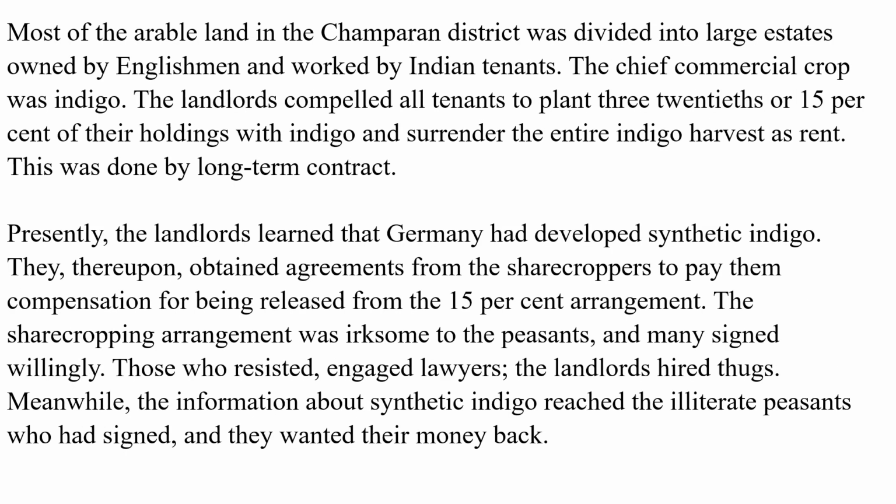Now, here Gandhiji came to know the ancient arrangement, the ancient agreement which was there between the landlords and the sharecroppers. Now, this particular paragraph talks about the arrangement, the agreement. Most of the arable land in Champaran district was divided into large estates owned by Englishmen and worked by Indian tenants. The chief commercial crop was indigo. The landlords compelled all tenants to plant 3/20 or 15% of their holding with indigo and surrender the entire indigo harvest as rent. This was done by long-term contract. Now there must be some question in your mind that it was only 15%, so the farmers were allowed to use 85% of the land for their own purpose.